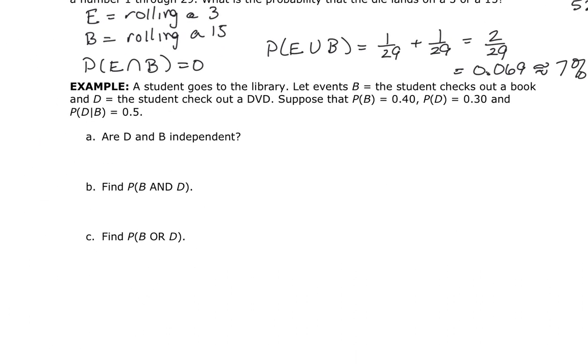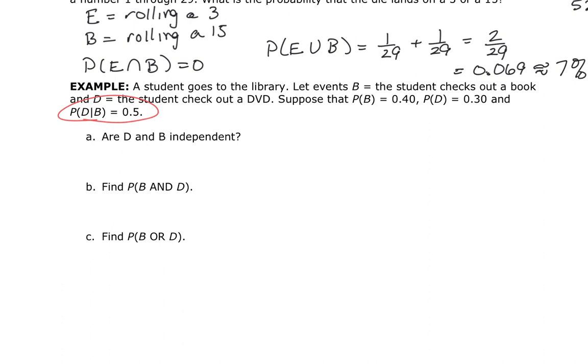Let's take a look at this last example here. A student goes to the library. Let event B equal the student checks out a book. Let D equal the student checks out a DVD. Suppose that the probability of checking out a book is 0.4, the probability of checking out a DVD is 0.3, and the probability of checking out a DVD, given that B has already happened, is 0.5. Are B and D independent? And the answer is no, because this conditional probability is not equal to the probability of D.